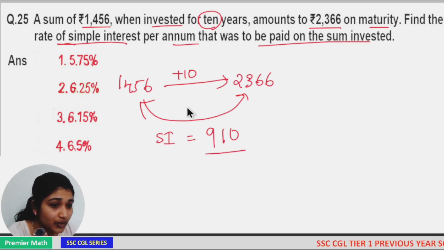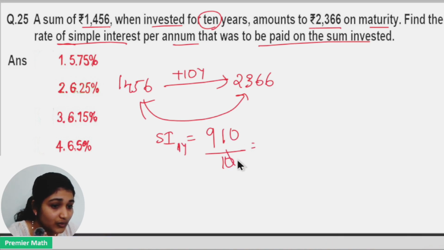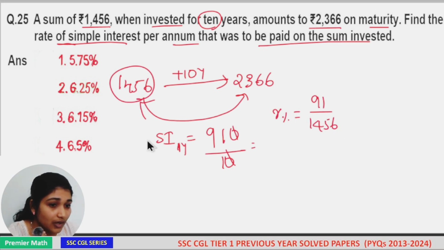Now this is for 10 years. So simple interest for 1 year is equal to 910 by 10, which is equal to 91. Then calculate the rate percentage. Rate percentage is equal to 91 rupees interest received from this 1456 rupees in 1 year.